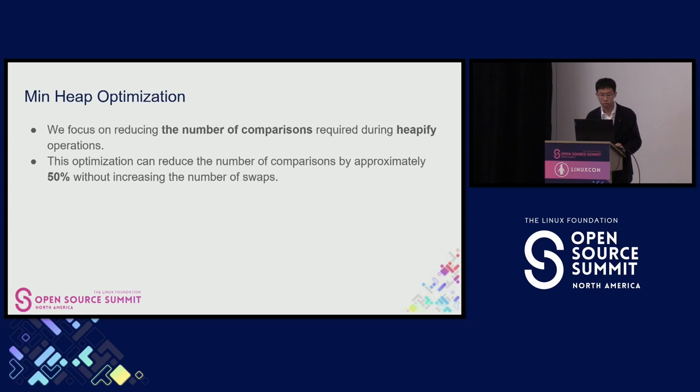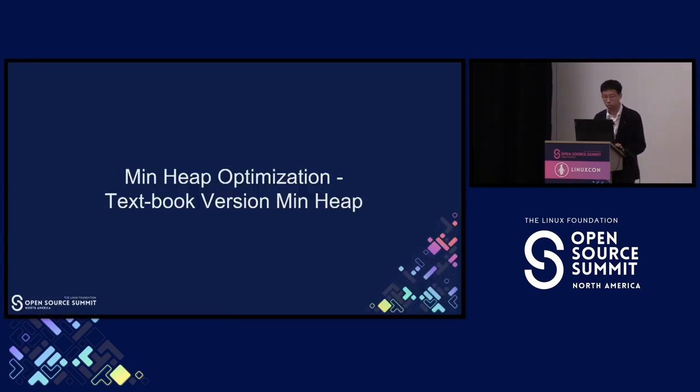So the optimization here focuses on reducing the number of comparisons during the heapify operations. The optimization could reduce approximately 50% in the number of comparisons, not swaps here. Let's take a glance at the textbook version of the min heap.